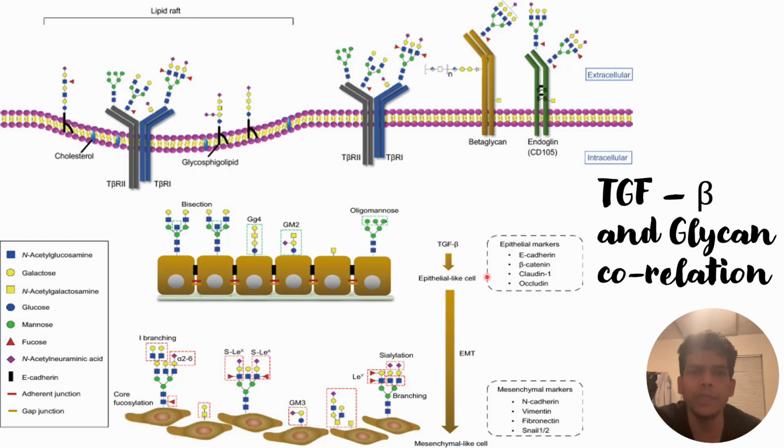In the previous videos, we have discussed how TGF beta plays a role in the metastasis of tumor cells. In this video, we will discuss how TGF beta is also related to the glycans that are expressed on the TGF beta receptor, found on the cell surface membrane that we can see here, and how these glycans play an important role in metastasis. We will also discuss that in brief, not in detail.